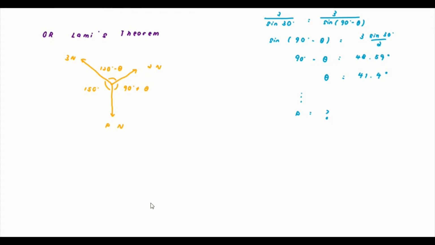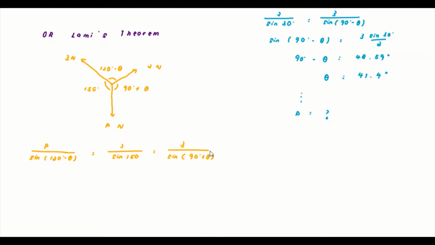Okay, so Lami's theorem will be easy, because what you try to do is look at the opposite angle, then you get it. Which means that P over sine 120 minus theta. Okay, yeah, P and the angle opposite it. Similarly, I have 2 over sine 150. Then the third one is 3 over sine 90 plus theta.